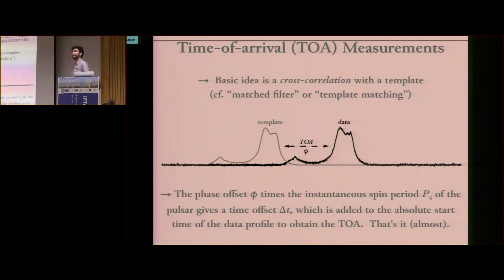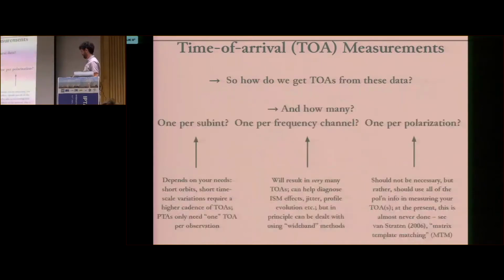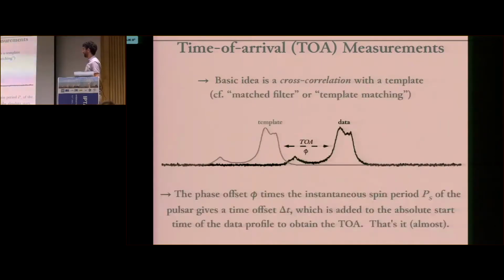The absolute start time of the data profile, where is that, like this? Oh, okay. Yeah, let's say it's here. Let's say I just turned on my back-end instruments and started collecting data. So this is time 0, and the observatory clock tells me exactly what time it is in UTC. Yeah, so what confuses me is that the phase difference that you're measuring is between the template and the data. So how does it relate to?